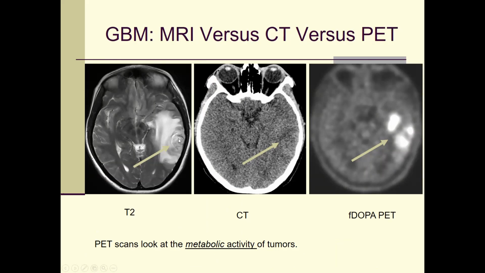If you use a PET scan, you see these bright areas. This PET scan can tell you the metabolic activity of the tumors. So these superficial areas have a very bright signal here, and this activity can tell you there is some metabolic activity going on, which characterizes the tumor.